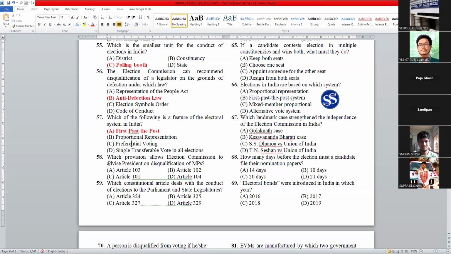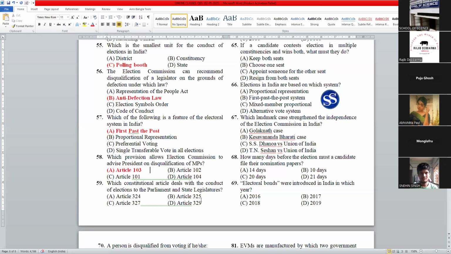Now answer me this question, number 58. Which provision allows the Election Commission to advise the President on disqualification of MPs? Article 102. It is Article 103. Article 103 of the Constitution of India gives the Election Commission the authority to advise the President on the disqualification of members of Parliament, MPs. Article 102 deals with the grounds for disqualification. So here the answer is Article 103. Answer me this. Which constitutional article deals with the conduct of elections to the Parliament and state legislatures?